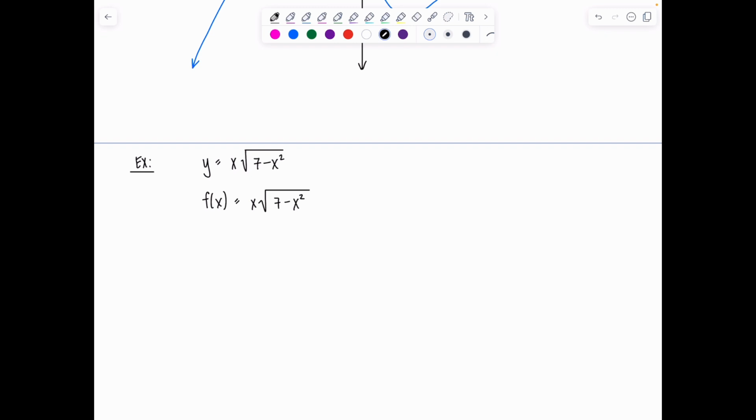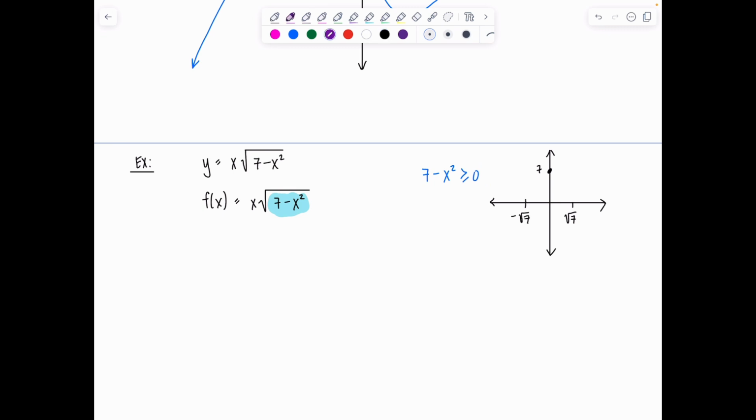So first, let's identify what's the domain here. We do have to be careful because I have a radical with an even index, right? It's a square root. I can't take the square root of negative quantities. So 7 minus x squared needs to be greater than or equal to 0. A couple of ways you can solve this. I think the easiest is if you just imagine the graph of 7 minus x squared. Yes, it's a parabola that opens downward, and it got shifted up 7 units, and it would hit the x-axis at rad 7 and negative rad 7.